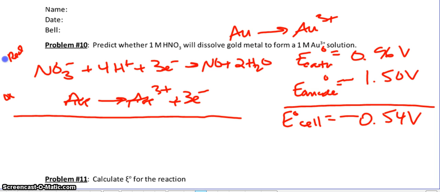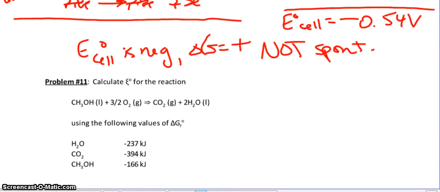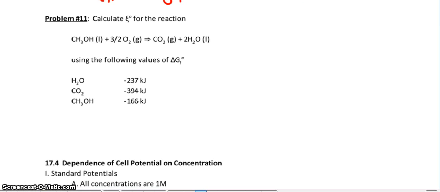So if E cell is negative, what does that tell me about delta G? Delta G is positive. Is it spontaneous? Not. Okay, so that answers that question. No. So if I put gold in nitric acid, nothing's going to happen. It will just sit there. It is not spontaneous.